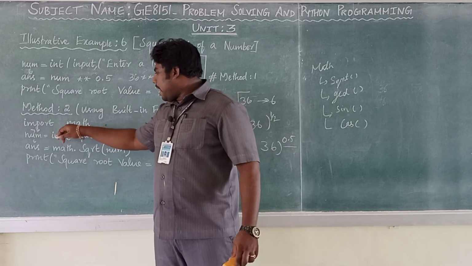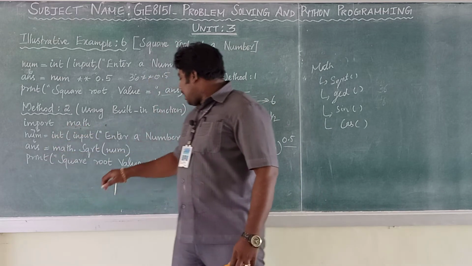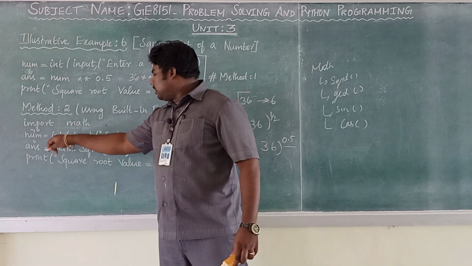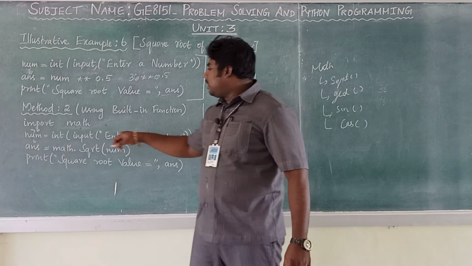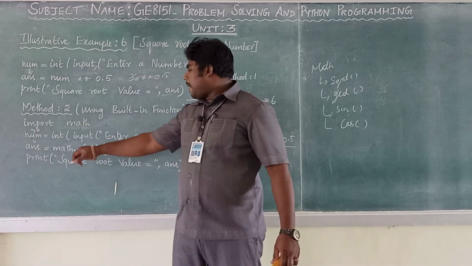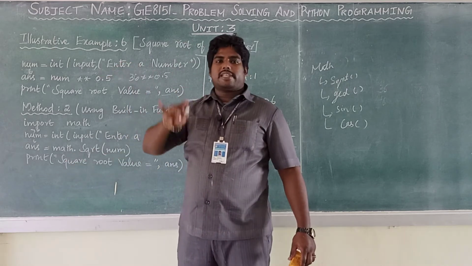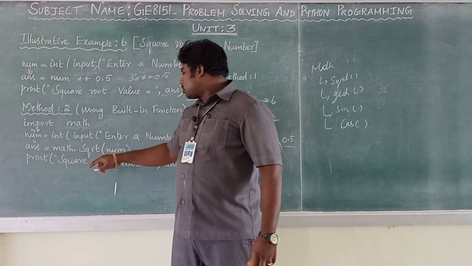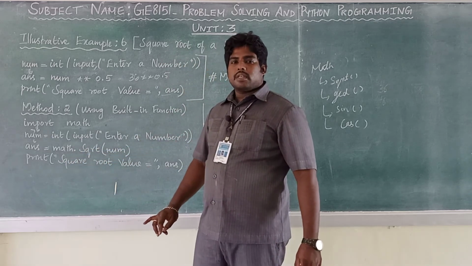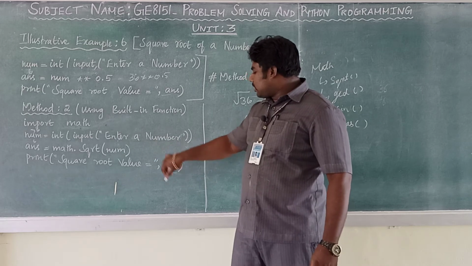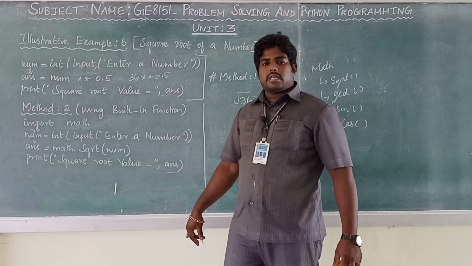So you have to import math first. Then I am getting the input here. My number is 36, int input of, so I am getting the integer number. Then answer equal to math dot. From where is it located? Inside the math only, square root is there, right? So math dot sqrt of number. Then I am just printing the output, square root value. What's the answer? 6 will be displayed on your output screen.